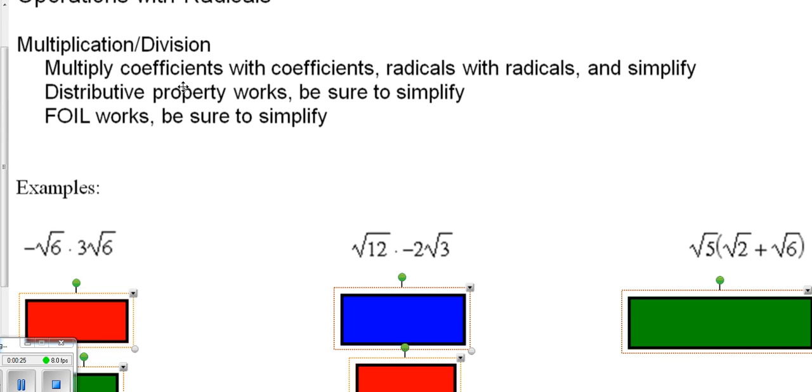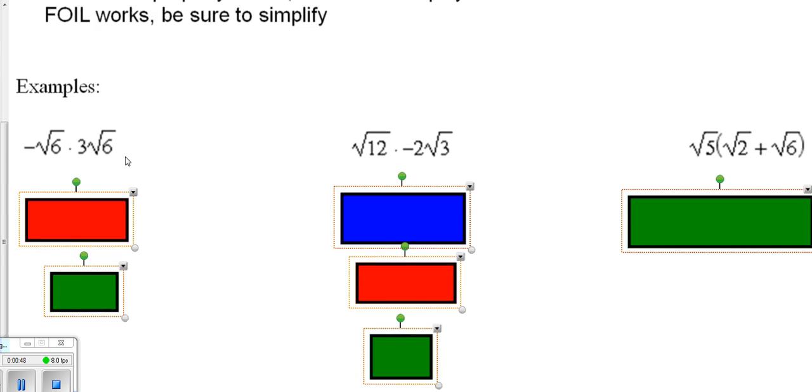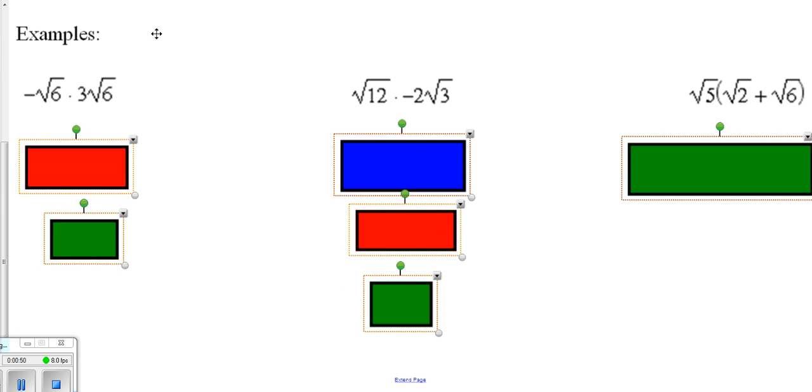Now the distributive property works. Be sure to simplify. So that's, again, when you have something outside the parentheses to inside the parentheses, it just has to be multiplied by each piece. And foiling works. You just have to be sure to simplify. Again, foiling is kind of like double distribution. Everything in this set of parentheses needs to be multiplied by each piece of this set of parentheses. So let's look at some examples of this.